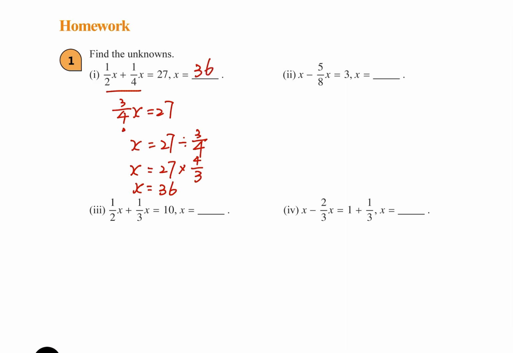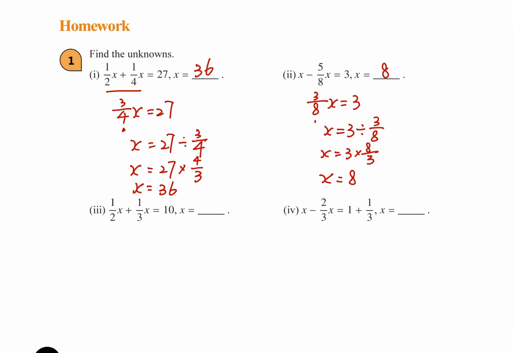All right, and then for the second one, it's the same. We collect the like terms. So on the left-hand side, 1x take away 5/8 x is going to be 3/8x, and that is equal to 3. And then to eliminate this 3/8, we do x is equal to 3 divided by 3/8. So we're doing x is equal to 3 times 8/3, and then x is just 8.